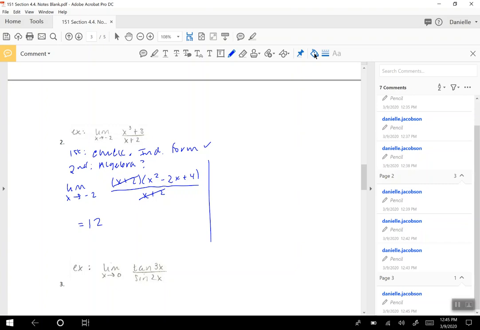Right? If you didn't want to use algebra, or let's say you're like, oh shoot, I forgot how to factor the sum of cubes, L'Hopital's is still an option.